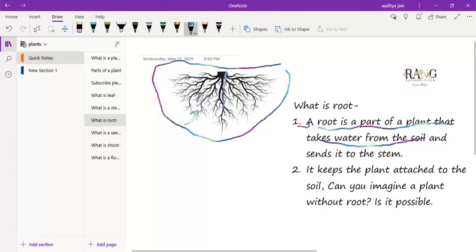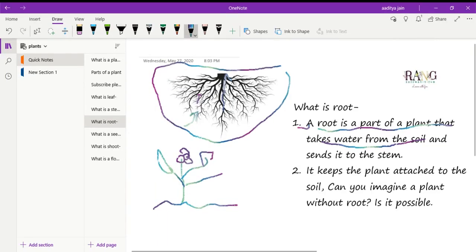Can you imagine a plant without root? Is it possible? Just think of a plant which is without root. See, it might look like this. So here is the soil and here is no root. Okay, so will the plant survive? Let's suppose if someone kicks it, then it will directly fall and it will not get any water. Also, if it falls, then it will die. So this means that without roots, plant life is not possible.